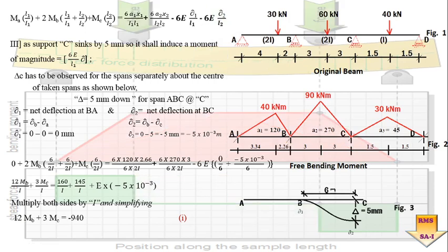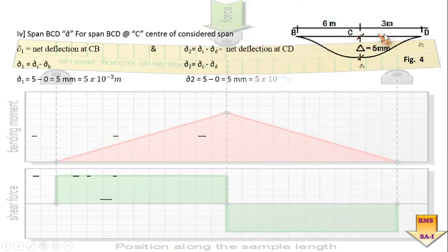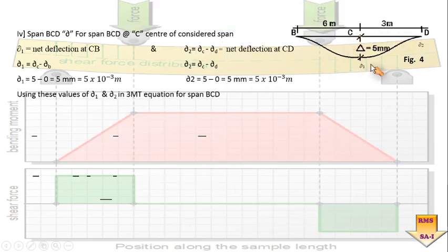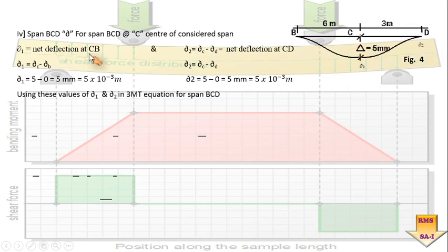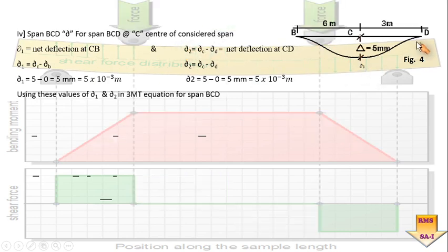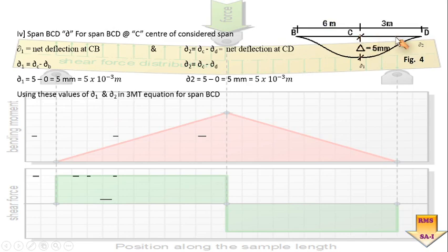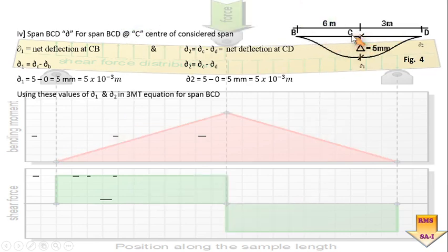Moving ahead, now I have to consider the second span BCD, and in this case delta 1 is near C and delta 2 is near D. On the same lines, delta 1 is equal to the net deflection about point C for the span CB, and delta 2 is the net deflection about point D for the span CD. Once again, I will be working out the value of delta about point C as the center of this particular span under consideration. So delta C, or delta 1, is what?